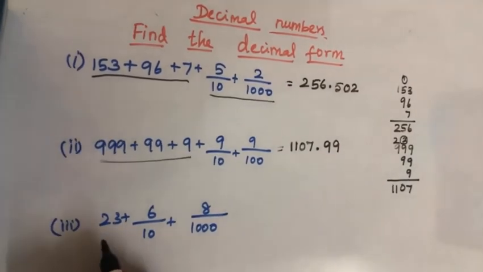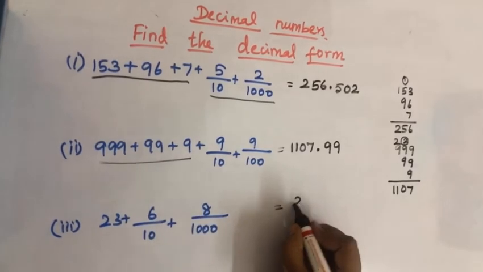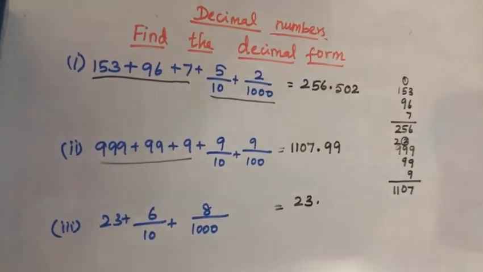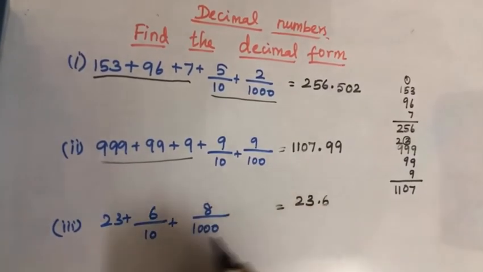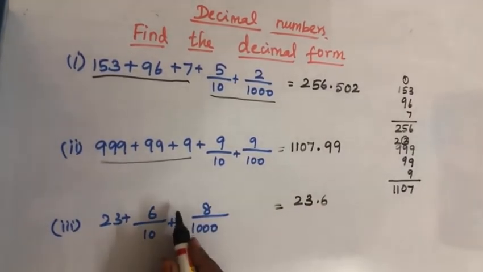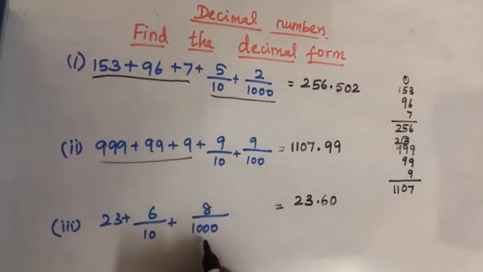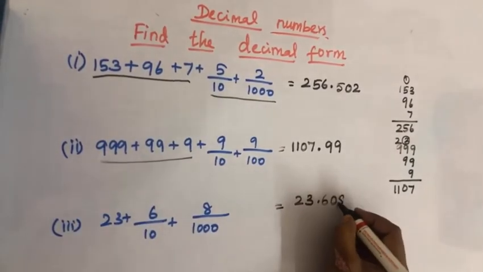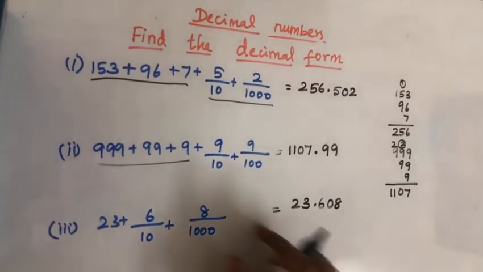Okay. Now here only one whole number is there, no need to add. So it is 23 point. In the tenth place which number is there? 6. In the hundredth place no number. So what we have to do? We have to write 0. In the thousandth place 8. So 23.608 is the decimal form of this fraction.